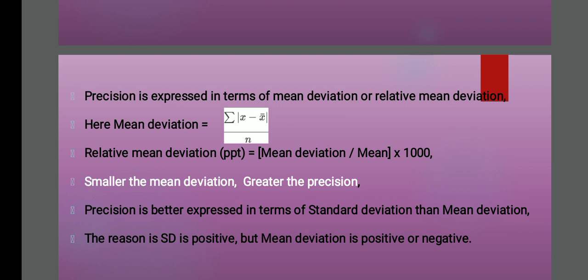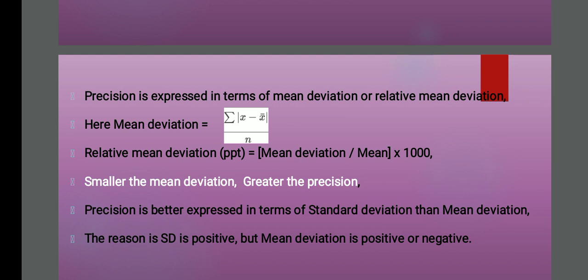The main reason behind this is, if you take both of the things, mean deviation will sometimes be positive, sometimes negative. But if you take standard deviation, surely it will be a positive one, because you know the formula for standard deviation: it's nothing but the square root of the sum of (xi minus x bar) the whole square divided by n. Because we are squaring the difference xi minus x bar, you'll get a positive value. So the answer will surely be positive, and it's better to explain precision in terms of standard deviation.